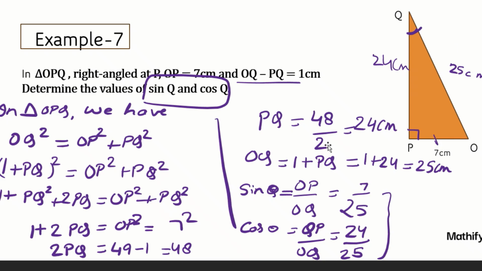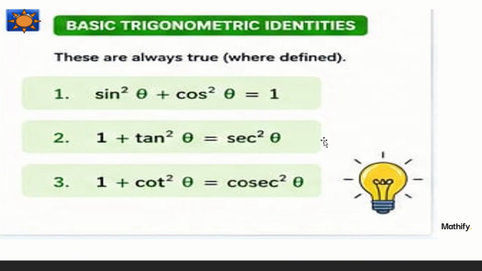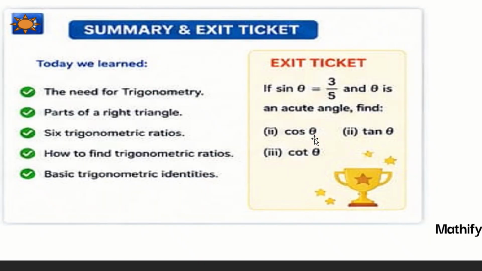Okay class, so here we have some basic trigonometric identities. These are very useful. We will discuss them later also. Here are 3 basic trigonometric identities. The first is sin square theta plus cos square theta is equal to 1. Second is 1 plus tan square theta is sec square theta, and third is 1 plus cot square theta is cosec square theta. So remember these 3 basic identities. We will discuss them in later classes, but for today.